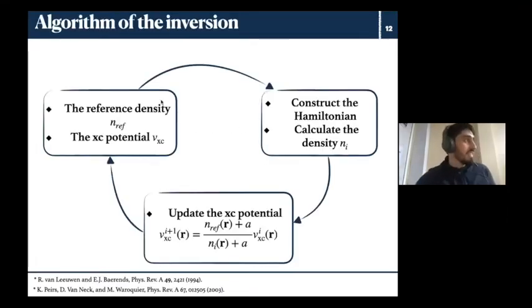Okay, so here we have the algorithm of the inversion. I think it was designed initially for molecules. The idea of the algorithm is to start with the reference density, which is the QMC in our case, and a first guess for the VXC. Then we construct the Hamiltonian, and we calculate the density at this iteration. Then we update the VXC following this formula. Okay, we keep iterating until the Kohn-Sham density converges to the reference density.